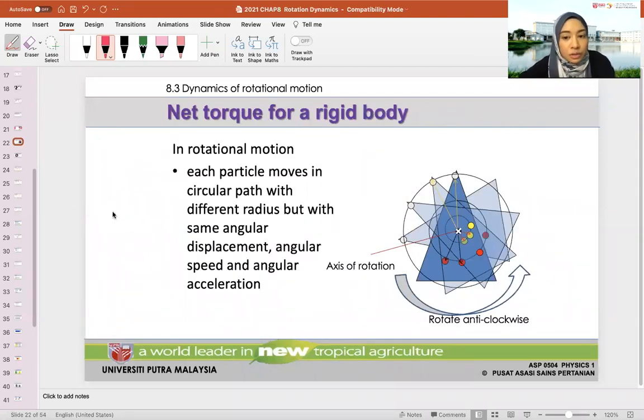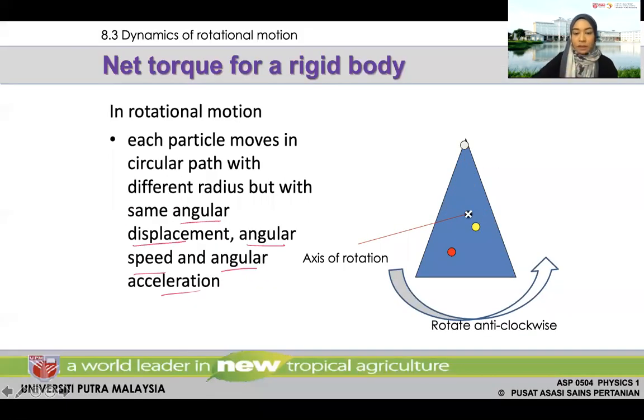Okay, next one. So net torque for a rigid body. In rotational motion, each particle moves in a circular path, but with a different radius. I've demonstrated this to you guys before, in the previous class, but with the same angular displacement, angular speed, and angular acceleration. So I'm going to repeat myself here. I'm going to do the slideshow. So we start with this triangle, and we take a few particles in this object as our reference point.